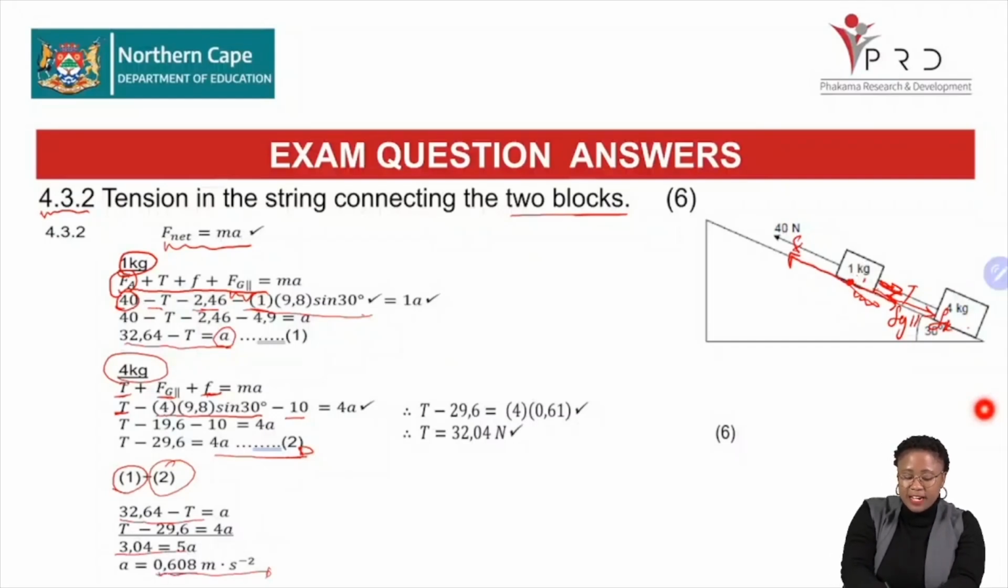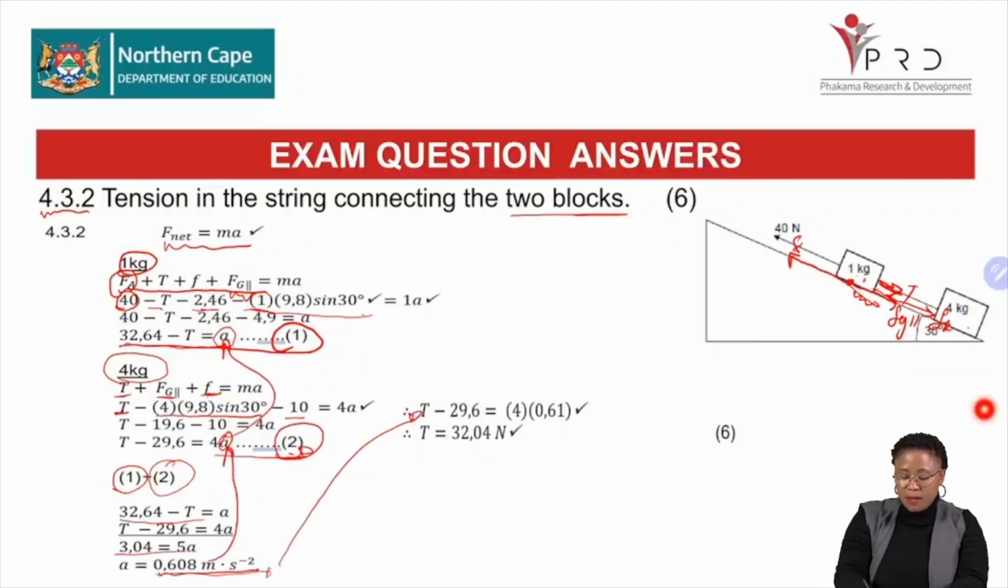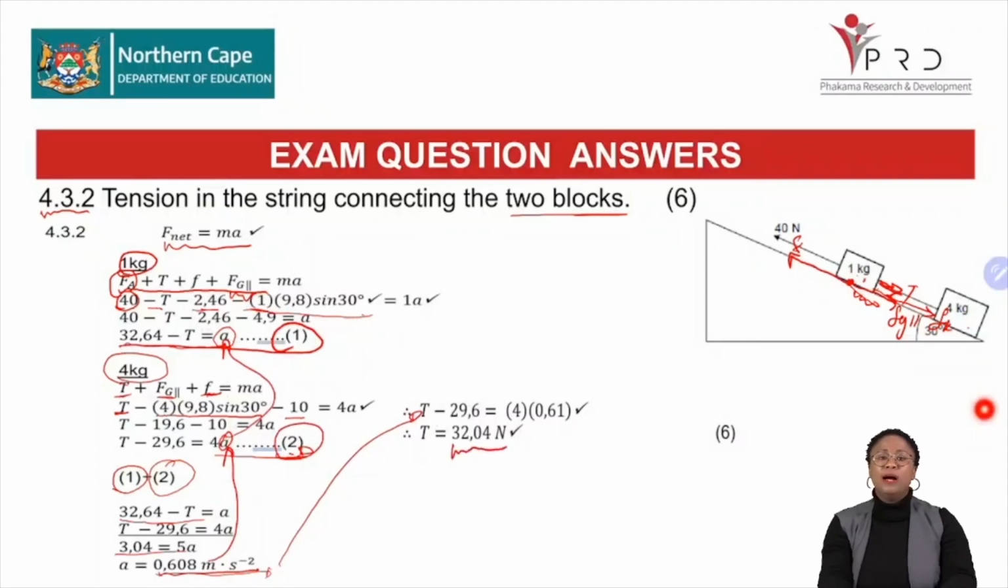When you are done finding your acceleration, you substitute it in either equation 1 or equation 2. Where there is acceleration, you put that 0.608 over here. So in either of those two equations, when you calculate the tension, you must get the same answer, which would be 32.04 newtons. I hope you guys got it correct, and this takes a lot of practice. Make sure you practice so that you can be perfect.